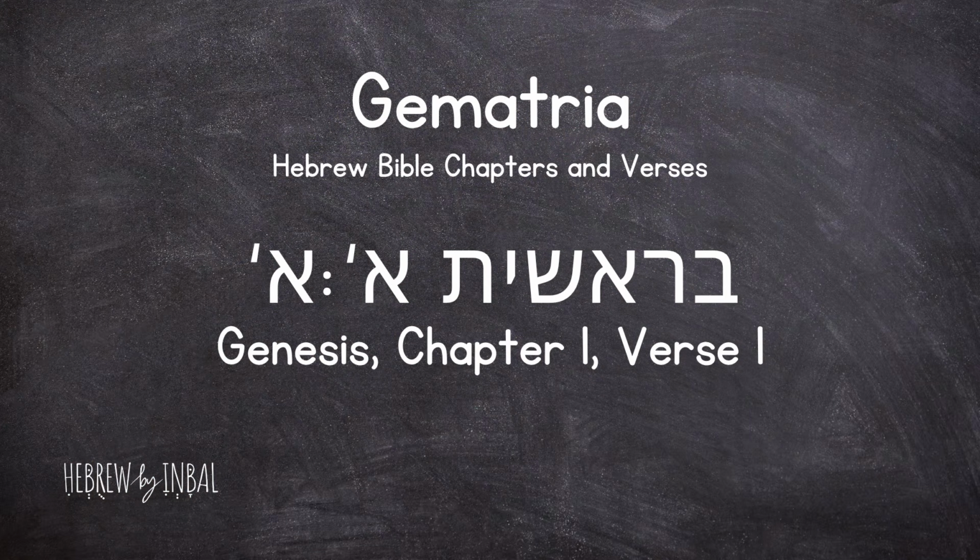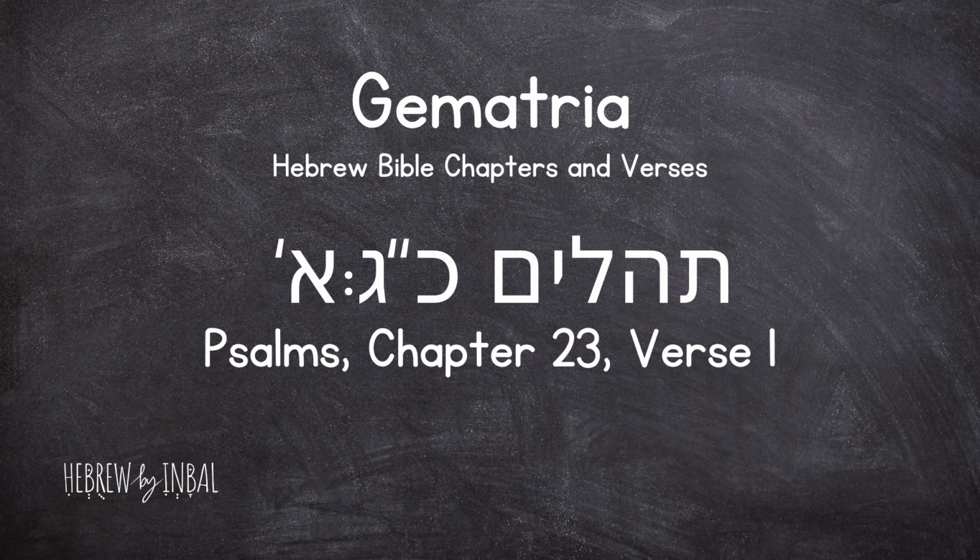Understanding Gematria is essential if you want to find your way in the Hebrew Bible, but not only, because many books in Hebrew indicate chapters using Gematria and letters rather than numbers. And when we talk about the Torah, the Hebrew Bible, chapters and verses are all in letters using Gematria. So Bereshit, Aleph, Aleph is how you will find Genesis chapter 1, verse 1. Tehillim, Kaf Gimel, Aleph is how you will find Psalms chapter 23, verse 1. If you cannot decipher this, you can't navigate the Hebrew Bible.